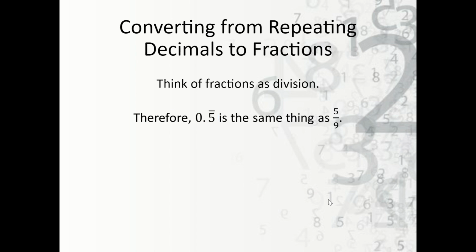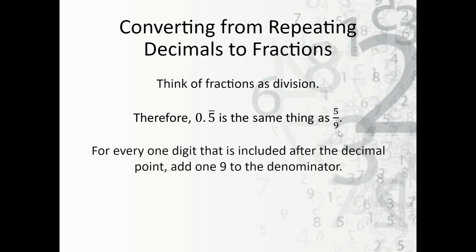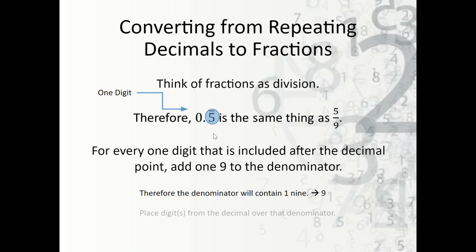Now what happens if we have repeating decimals? Well, I'm going to tell you right now that 0.5 repeat is the same thing as 5 over 9. Now how do we get there? For every one digit that is included after the decimal point and is repeating, we add a 9 to the denominator. In this case, there's one digit after the decimal point that is repeating, so we're going to include one 9. So it would be 5 over 9.